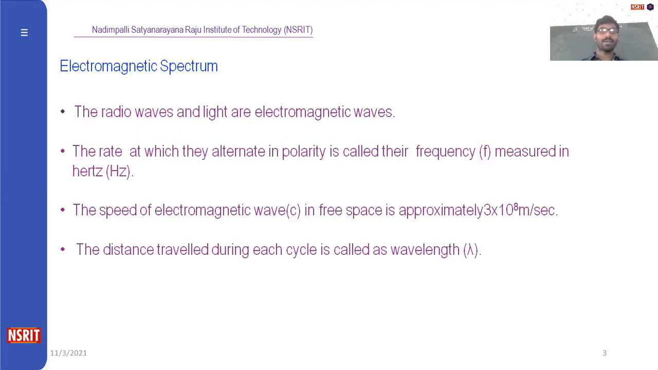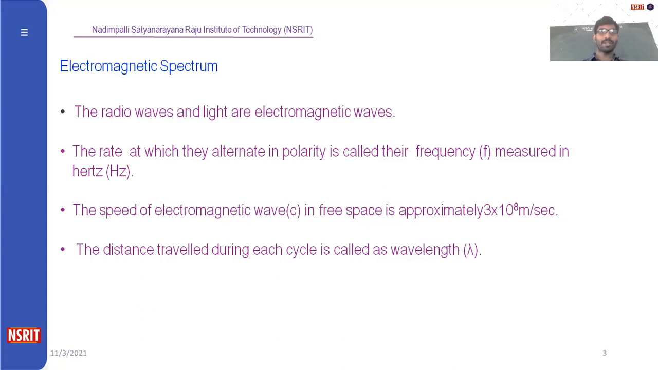Coming to the electromagnetic spectrum, radio waves and light are electromagnetic waves. What are the two electromagnetic wave categories? Radio waves and light come under the electromagnetic wave category. The rate at which they alternate in polarity is called their frequency, measured in hertz. When a ray is transmitting, it is alternating in nature, so the rate at which it alternates is considered the frequency.